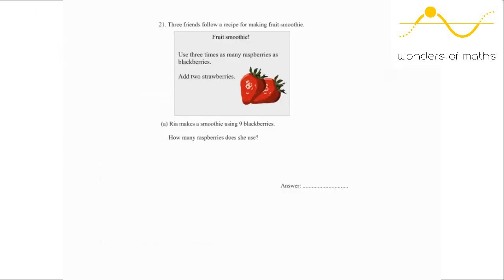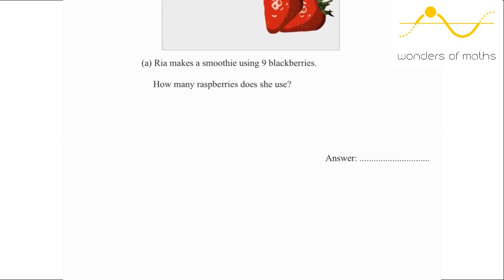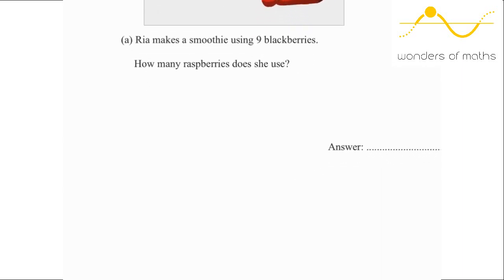Consider this question. 3 friends follow a recipe for making a fruit smoothie. In order to make this fruit smoothie, they need to use 3 times as many raspberries as blackberries, and they need to add 2 strawberries. In the first section of the question, we can see that Ria makes a smoothie using 9 blackberries. So how many raspberries does she use?